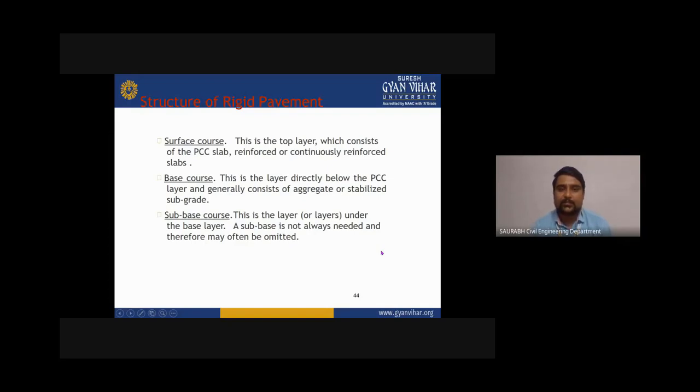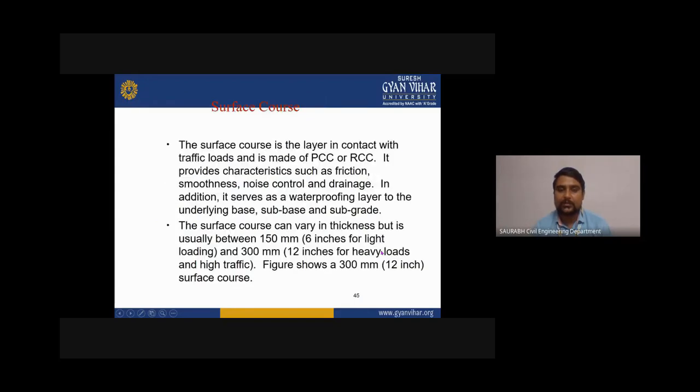And the structure of rigid pavement, as you can see here. This is the top layer, which consists of a PCC slab and continuously reinforced slab. Base course: this is the layer directly below the PCC layer and generally consists of aggregate or stabilized subgrade. Subbase course: this is the layer under the base layer. A subbase is not always needed and therefore may often be omitted.